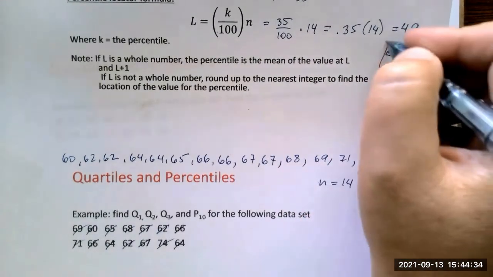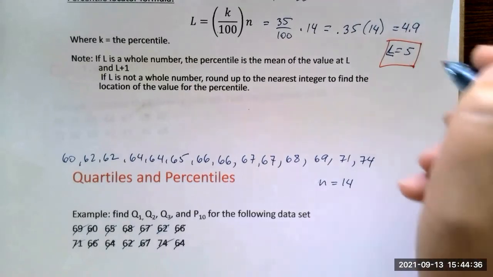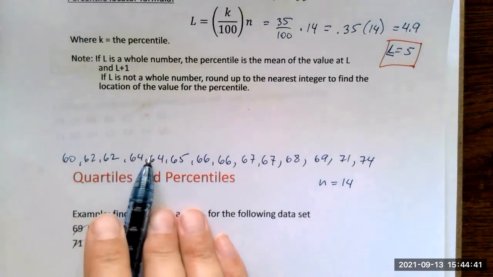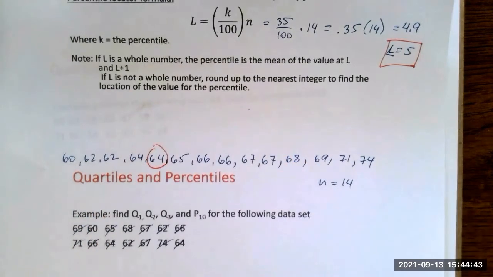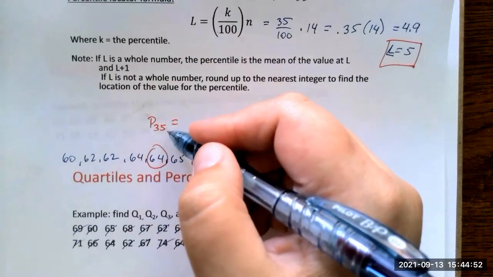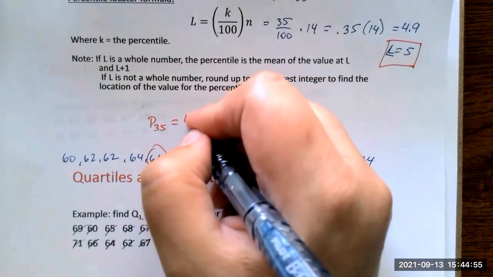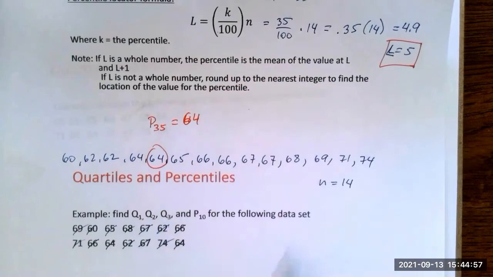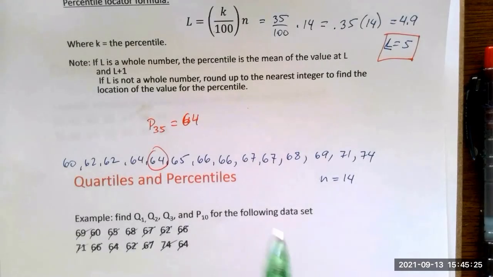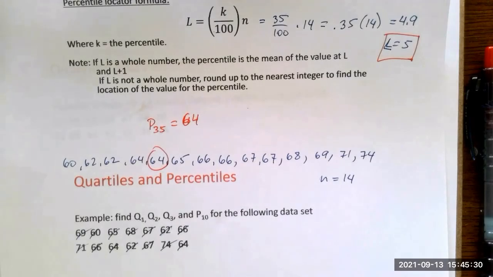This L tells you where the data is located. So 1, 2, 3, 4, 5. It's right here. 64 is the value. So P35 is the value that separates the bottom 35% from the rest of the values. It separates the bottom 35 from the top 65. Okay, so that's how you find percentiles.